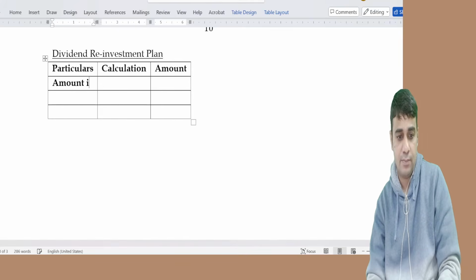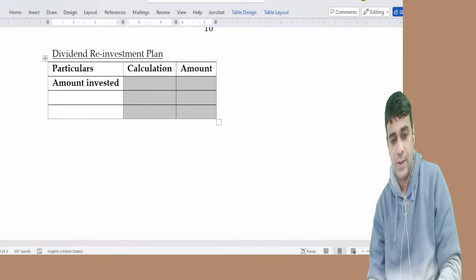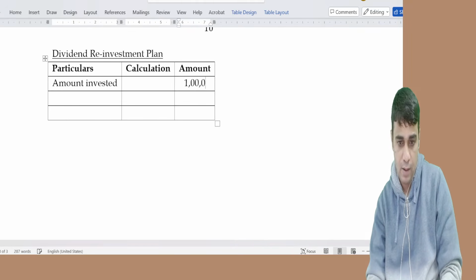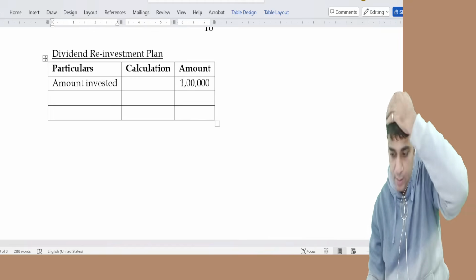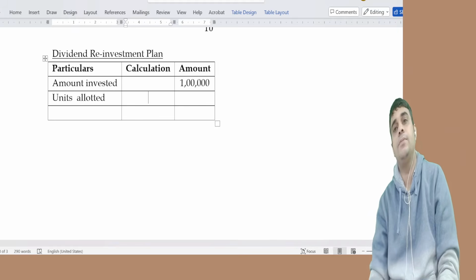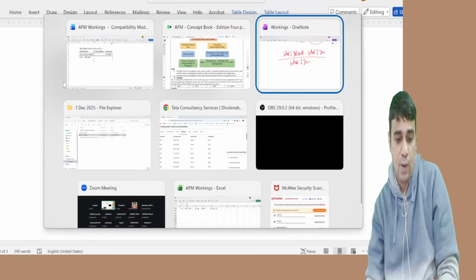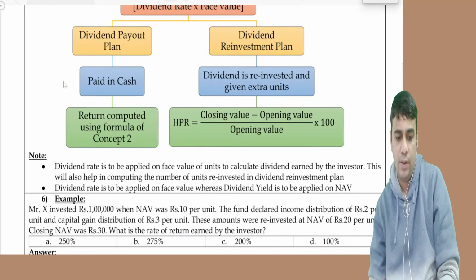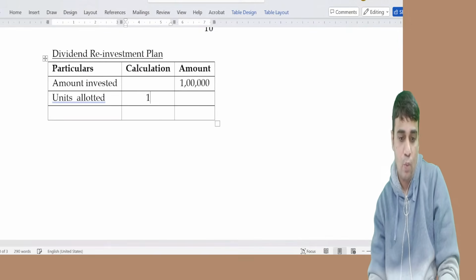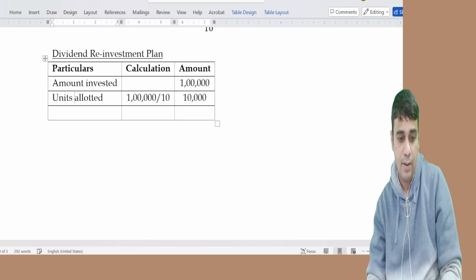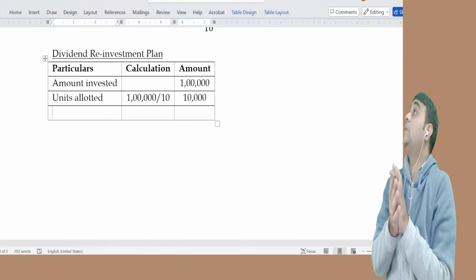Amount invested. What's the amount invested? 1 lakh. Units allotted. When I invested this 1 lakh, I'll be allotted units. And what is the NAV on the day I made the investment? 10. 1 lakh divided by 10 is 10,000. Units allotted 10,000.